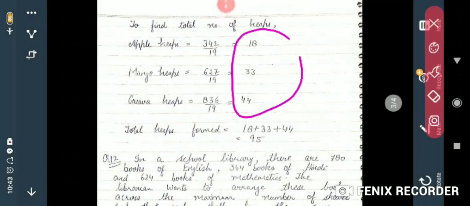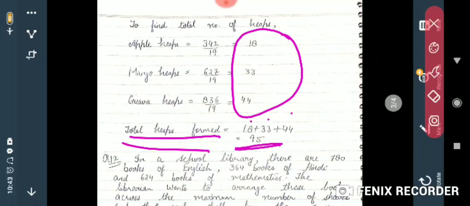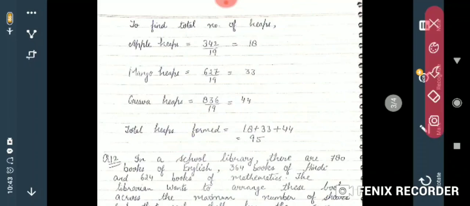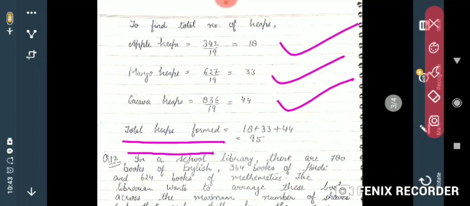Now just add these. How many heaps are formed? 18 plus 33 plus 44. Total 95 heaps are formed. Because for apple, how many heaps are there? 18. Mango, 33 heaps are there. And guava, 44 heaps are there. In the question, it is asked how many heaps are formed. So 18 plus 33 plus 44, total 95 heaps are formed.